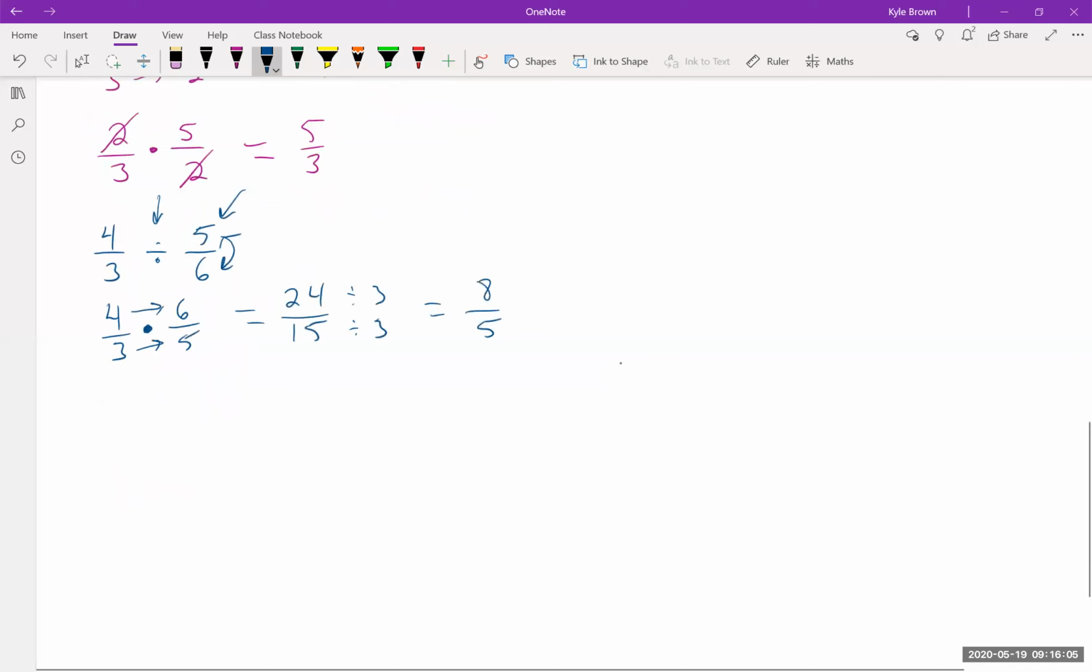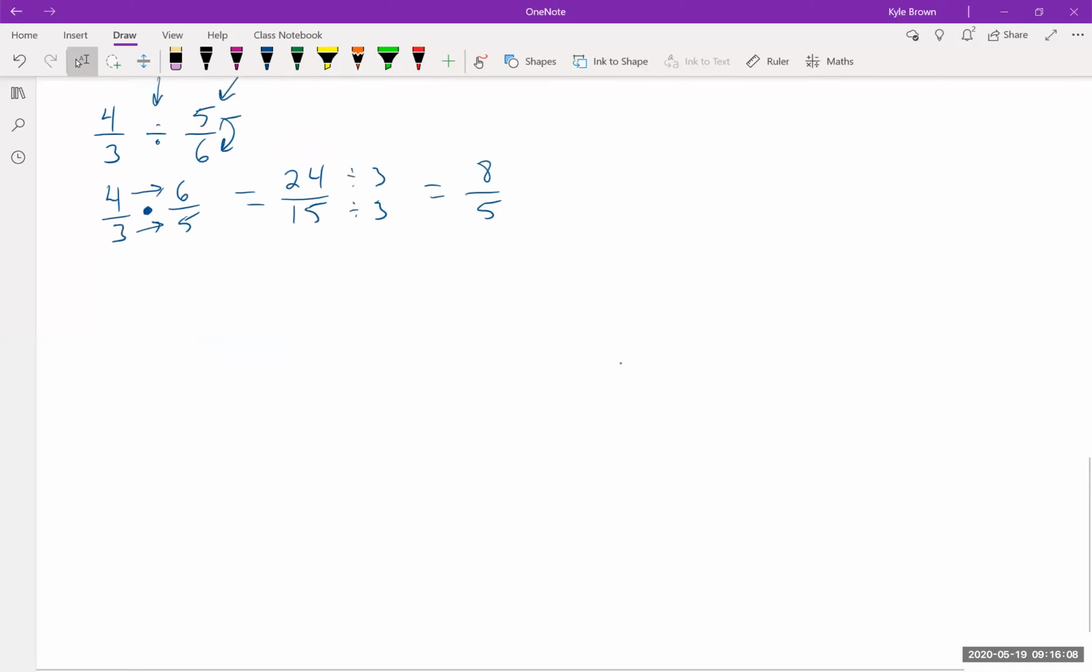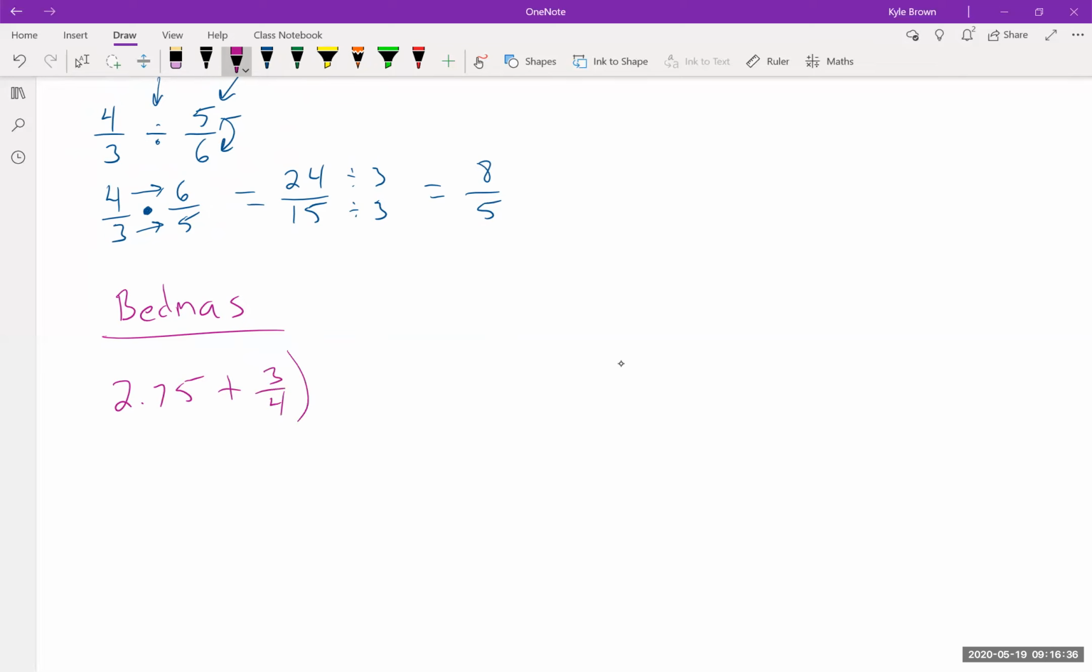All right, so that's pretty much it. Now we're just going to do BEDMAS with all the stuff, so we can add, subtract, multiply, and divide. Let's do BEDMAS. Order of operations is what I should have said there. Let's give a question like this: 2.75 plus 3 over 4 in brackets, and then minus 0.5. So let's do a question like that.